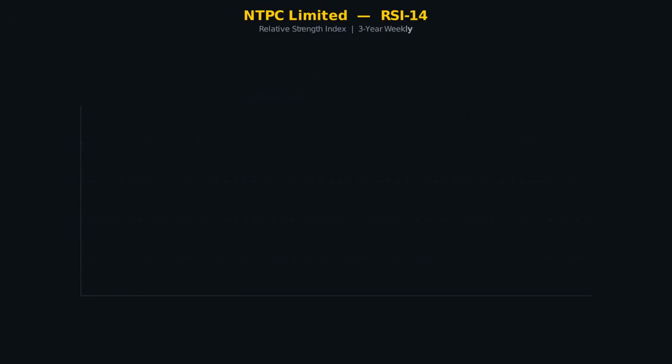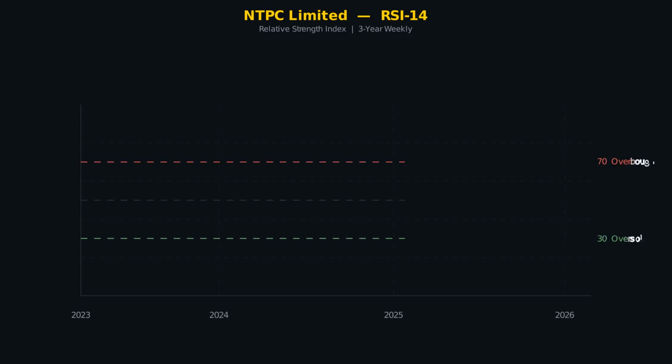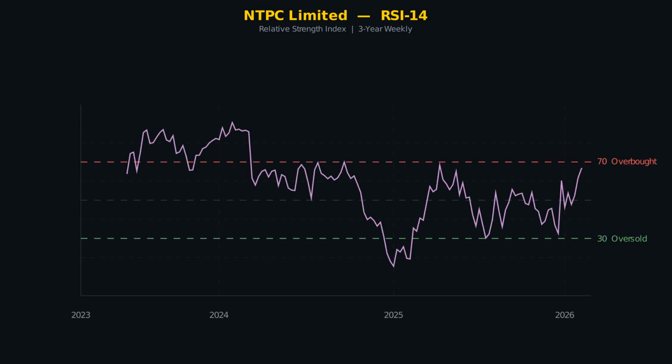Here is the RSI chart for NTPC Limited over 3 years. The red dashed line at 70 marks overbought. The green dashed line at 30 marks oversold. The current RSI reading is 71. The stock may be due for a pullback. Overbought conditions often precede corrections.